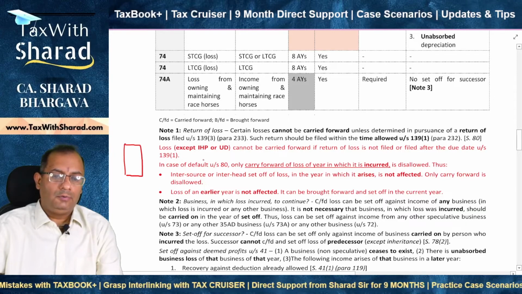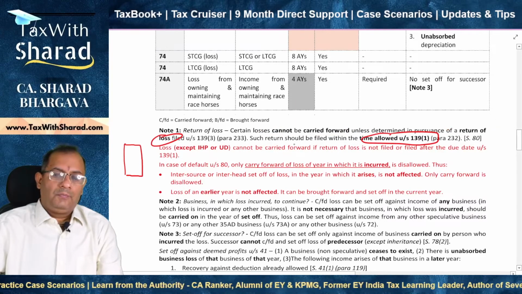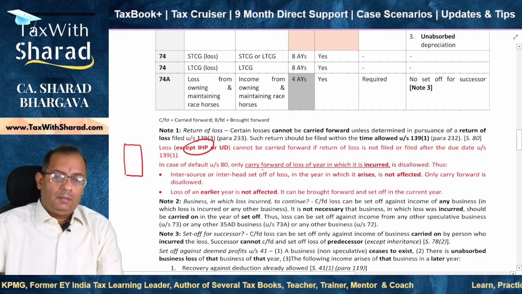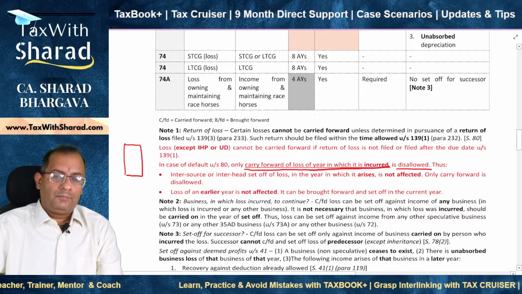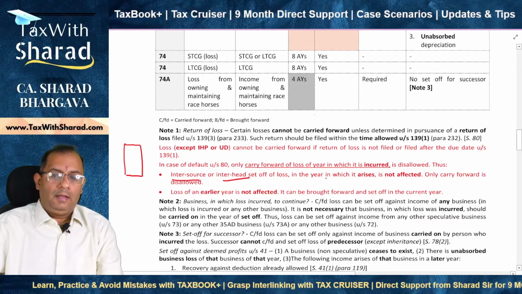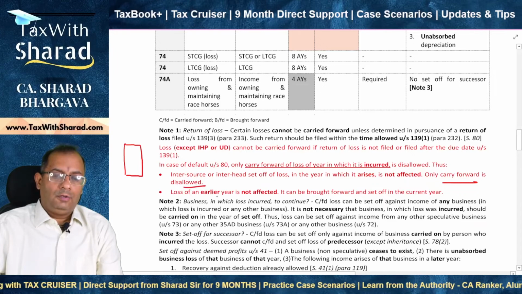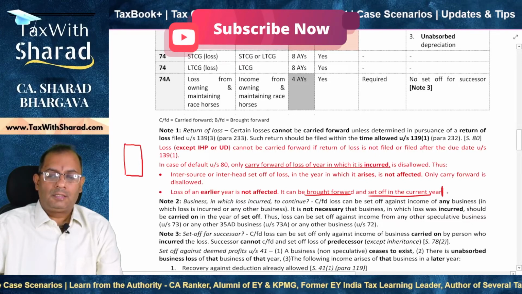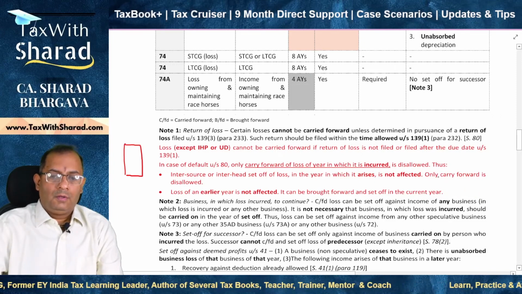So just to very quickly recap before we close this video, certain losses cannot be carried forward unless you have filed a return of loss within the time allowed under section 139(1), right? Now, point number 1, this restriction does not apply to IHP loss or unabsorbed depreciation. Number 2, this restriction applies only in case of carry forward of loss of year in which it is incurred. That is disallowed. Point number 3, intersource and interhead in the current year is not affected. Only carry forward is disallowed. Finally, if there is a loss of an earlier year, it is also not impacted. You can bring it forward to the current year and set off in the current year. And if something still remains unabsorbed, then you can take it to the subsequent year if the time period for carry forward has not expired. Hope this is clear to you.